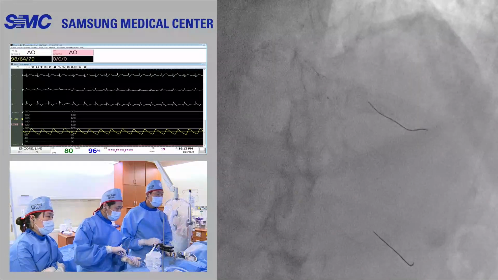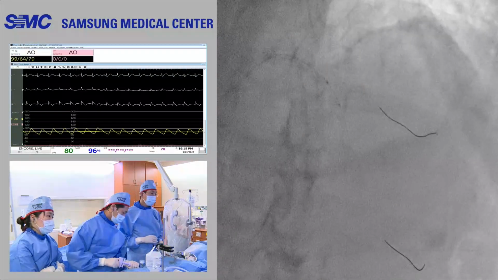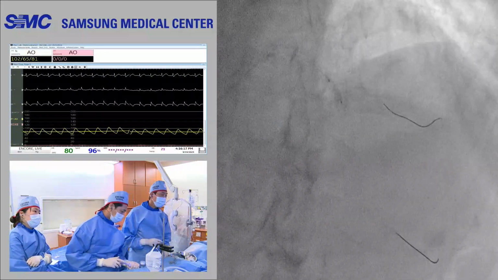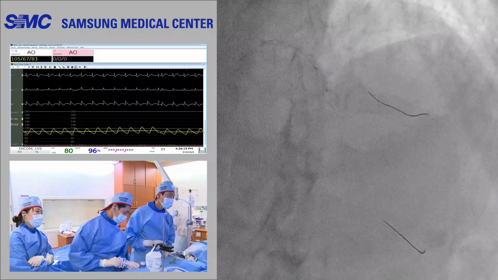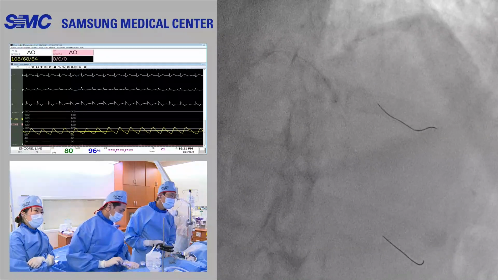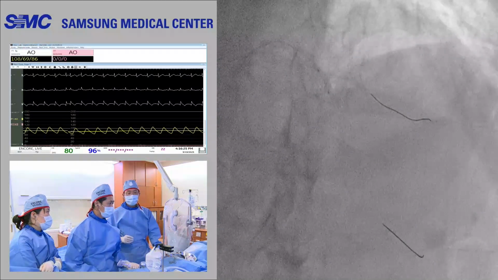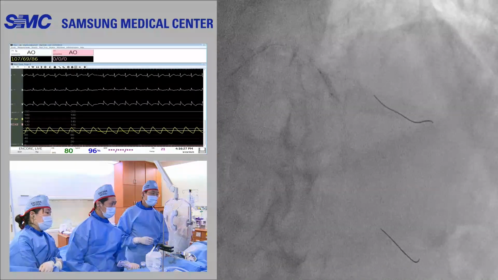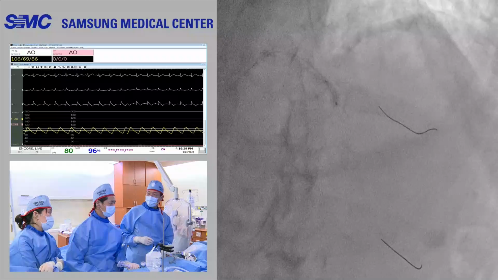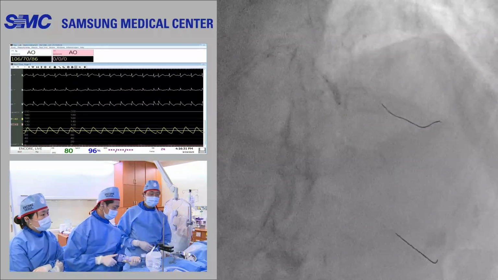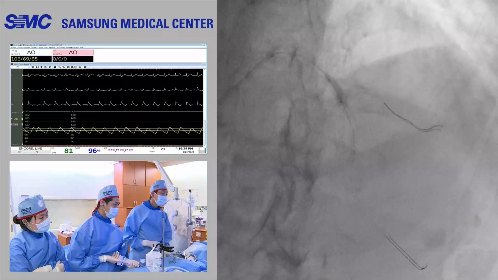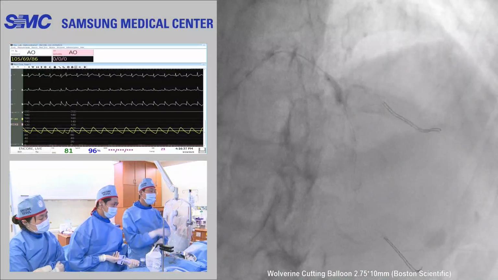Then 4, 8, 12. Yeah, 6 is nominal pressure, 12 is burst pressure, but many doctors use a higher pressure. 16, okay. There is better expansion here.